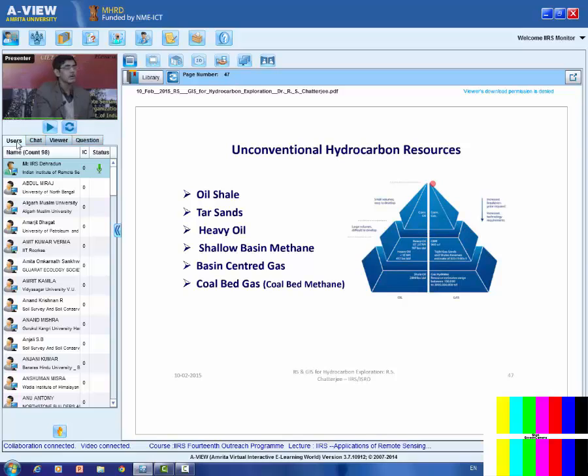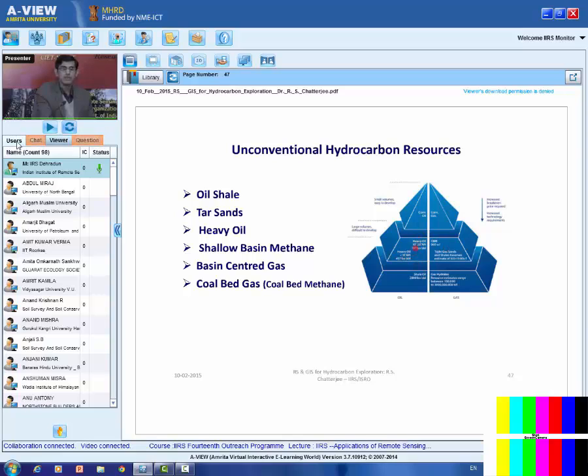Now we are coming to the non-conventional hydrocarbons. As I told you, conventional hydrocarbons are relatively easy to extract, but their volume is very, very small. As we already discussed, hydrocarbons are not a renewable resource, they are non-renewable. After you extract it, it is gone, isn't it? So the resource is limited, and we need to go for non-conventional hydrocarbons.